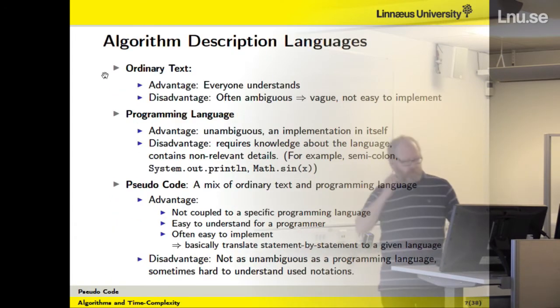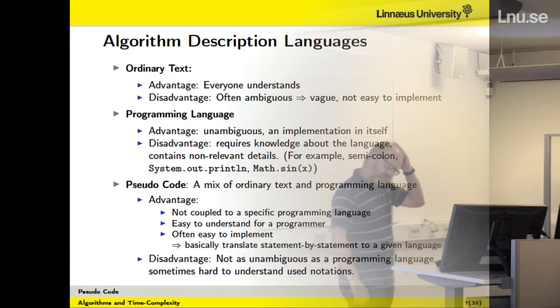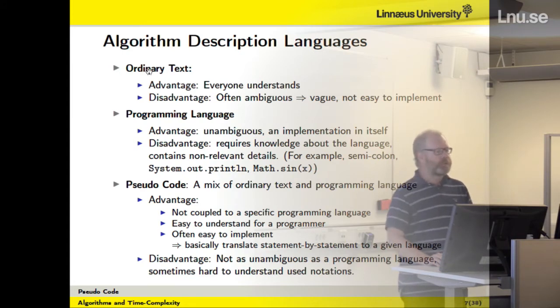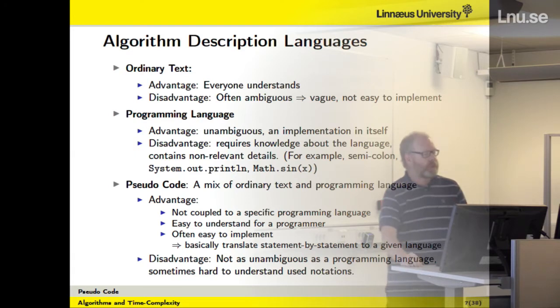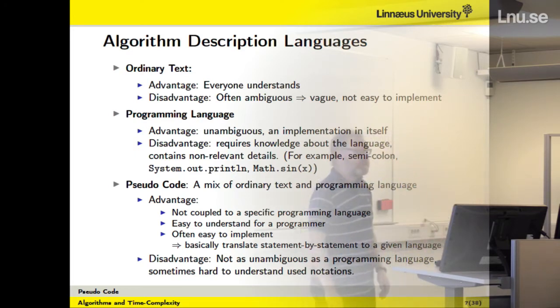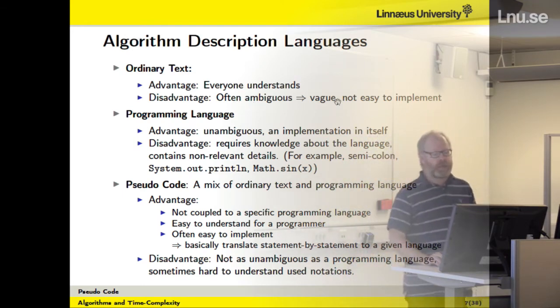Algorithm description languages. You could describe your solution in ordinary text. You write an essay on an A4 paper here. Usually it turns out that these are ambiguous. People can interpret them in different ways. They often become vague and they are not easy to implement.